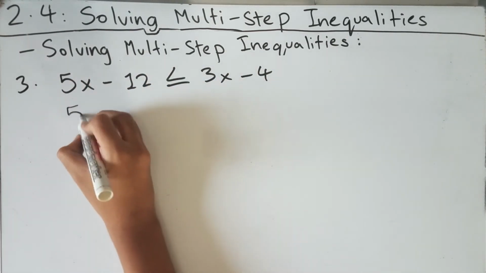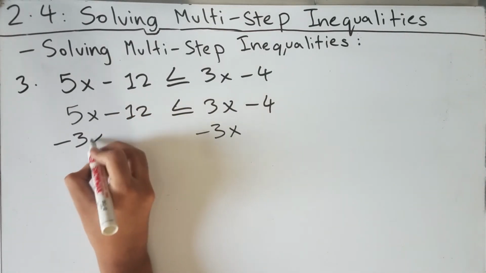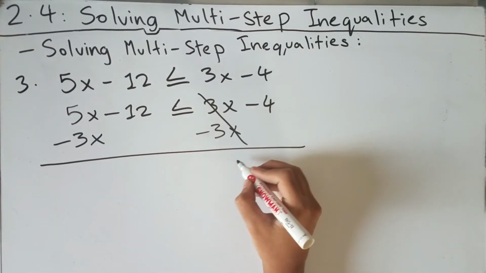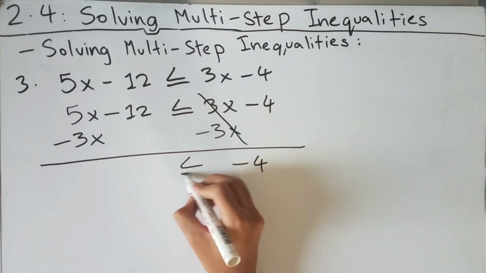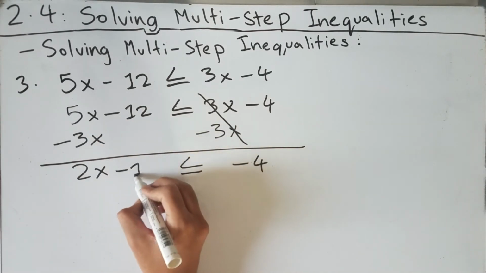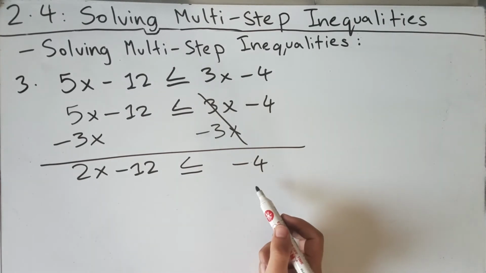And by doing so, I get minus 3x on each side of the inequality. And here we can simplify the 3x and the minus 3x, leaving us with negative 4 on the right side of the inequality. And here 5x minus 3x is 2x, and then the negative 12 is brought down, and we're left with 2x minus 12 is less than or equal to negative 4.